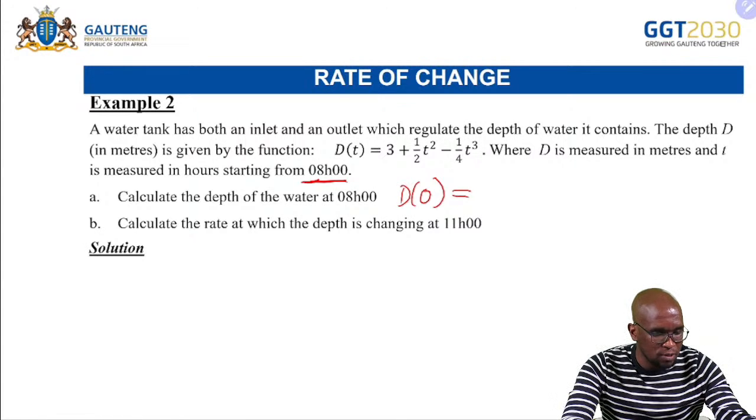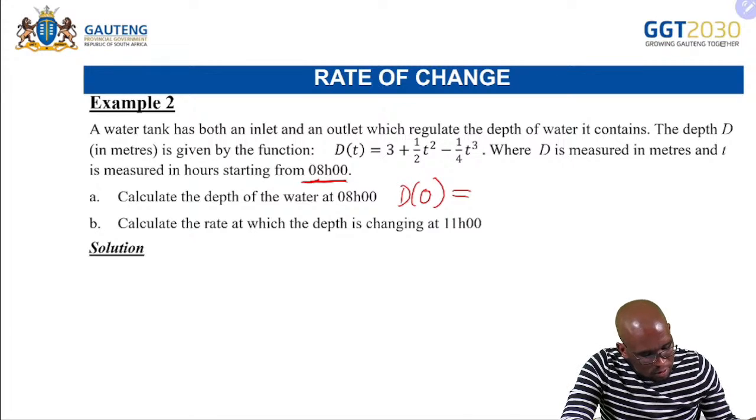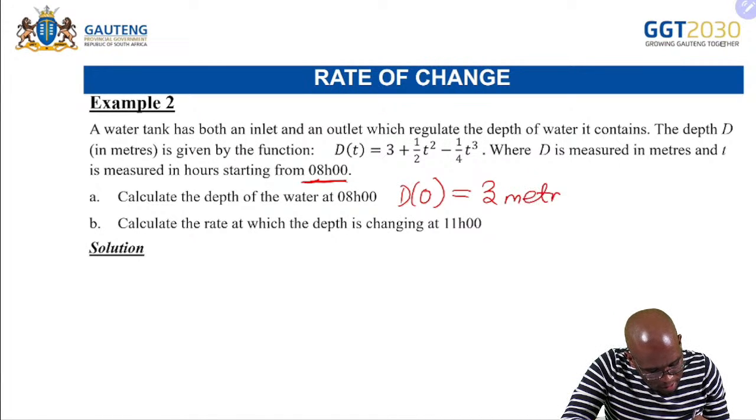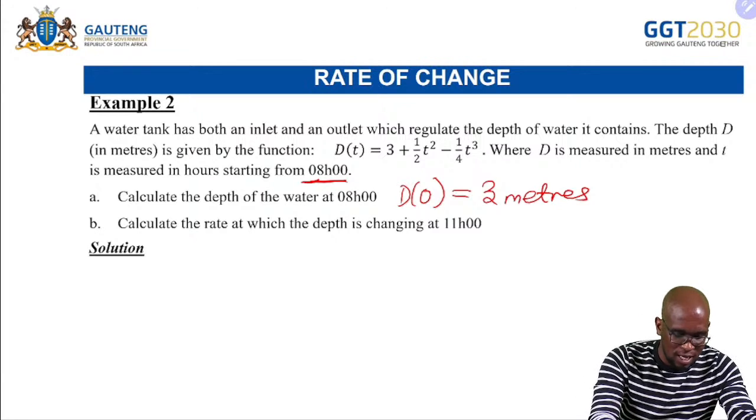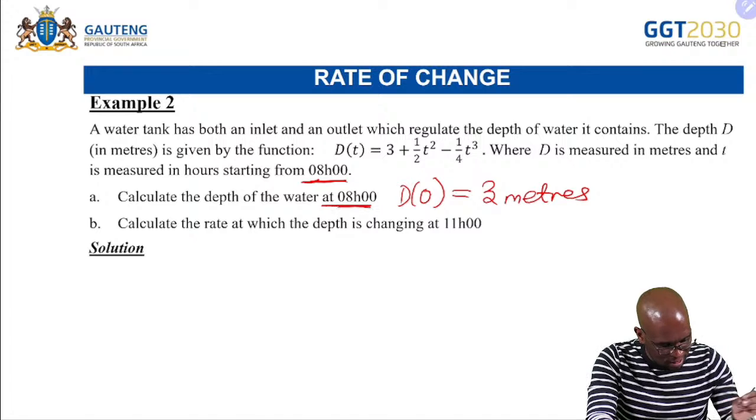That's where we start. We start at 8 o'clock. So t would be equal to 0 there, and then this would be 3. So the depth would be 3 meters. That would be the depth. It would be 3 meters because they said determine the depth at 8.